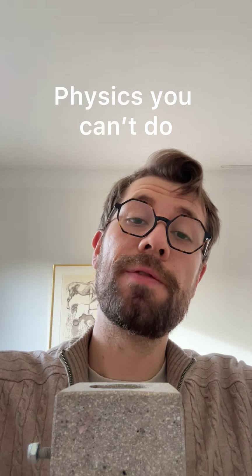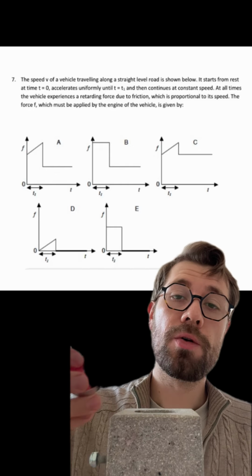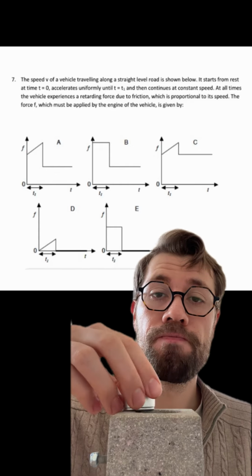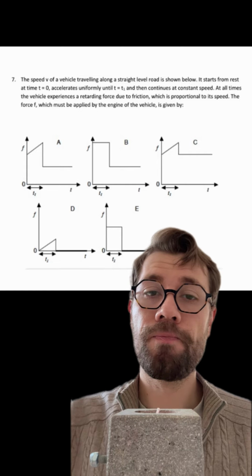So here's an IB style physics question that I know you're going to get wrong because it's got two skills that students are rubbish at. It's got graphing and it's got resultant forces. Now pause the video if you think I'm wrong and you can try to answer it.